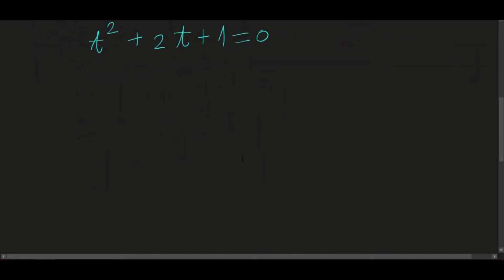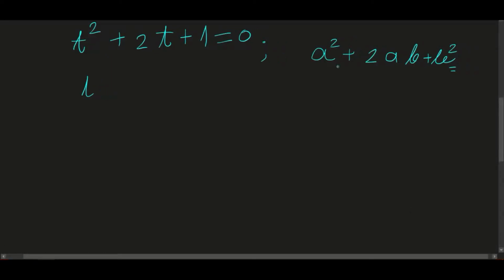And now what we will have here, remember, according to this formula, a squared plus 2ab plus b squared is equal to a plus b squared. This is the formula. However, you can use this formula.